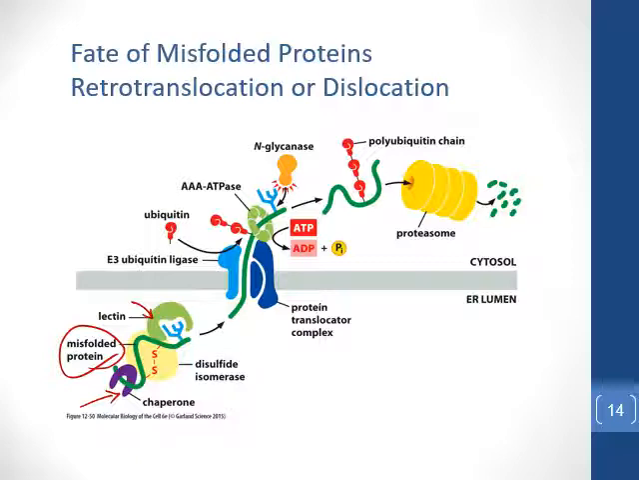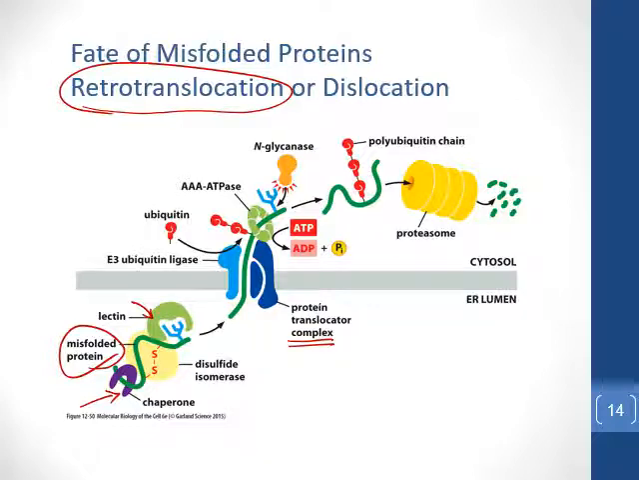But assuming that all efforts to fold this protein have failed, then what happens is it undergoes what is called retrotranslocation. And retro, of course, means backwards. So now we're going to translocate this protein from the ER lumen out into the cytosol. So here's your protein translocator complex. I don't think we know much about that complex. We just know that it exists and proteins can be moved in a retro direction.